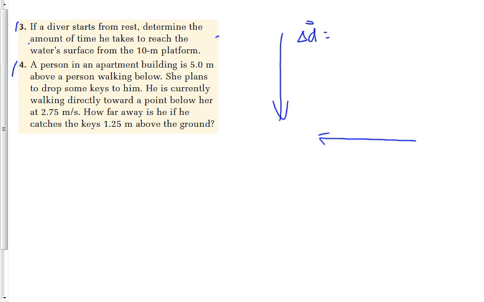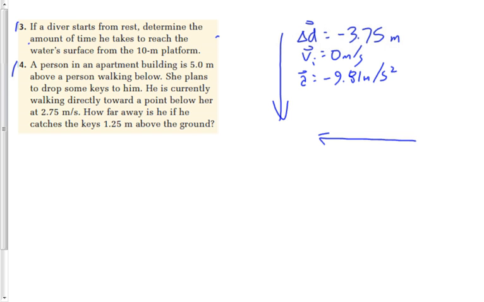It's 3.75. The keys don't have to fall 5 meters. The keys have to fall 3.75 meters, right? Does that make sense? Because he catches them 1.25 meters above the ground. VI there would be 0 meters per second. A would be negative 9.81 meters per second squared.